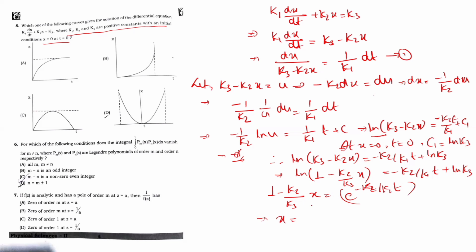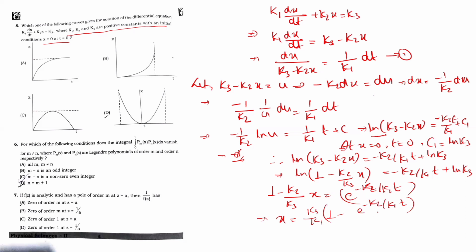Negative, and this minus will go. Just take it this way. I'm taking this, so it will be minus. Again, minus if I multiply, so it will become plus. So 1 minus a to the power minus k2 by k1 t. All right. And here, this term will go again here, so it will be k3 by k1.